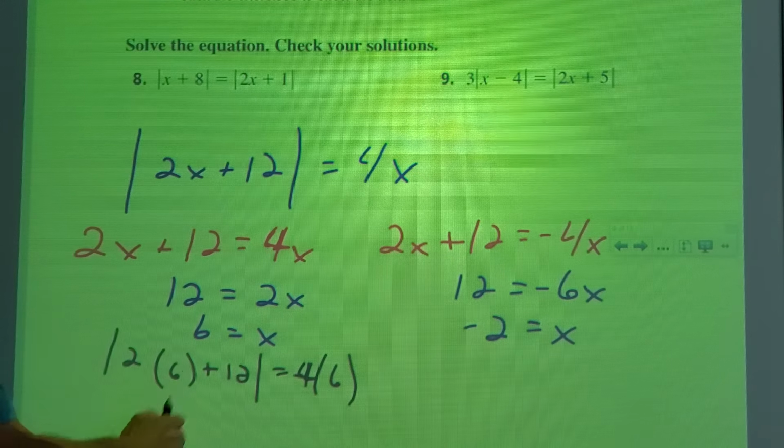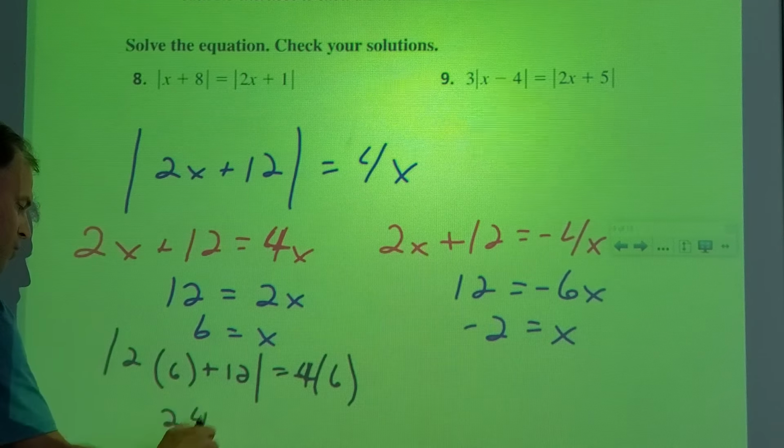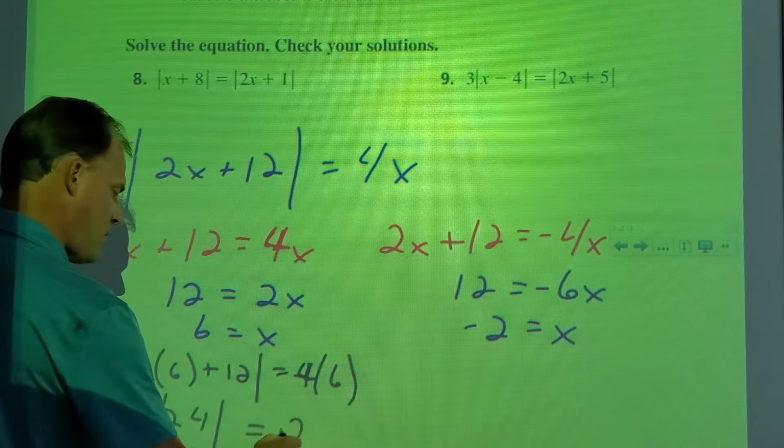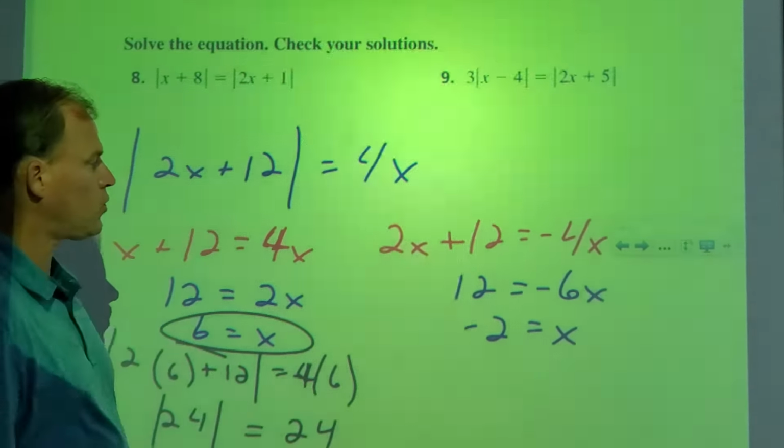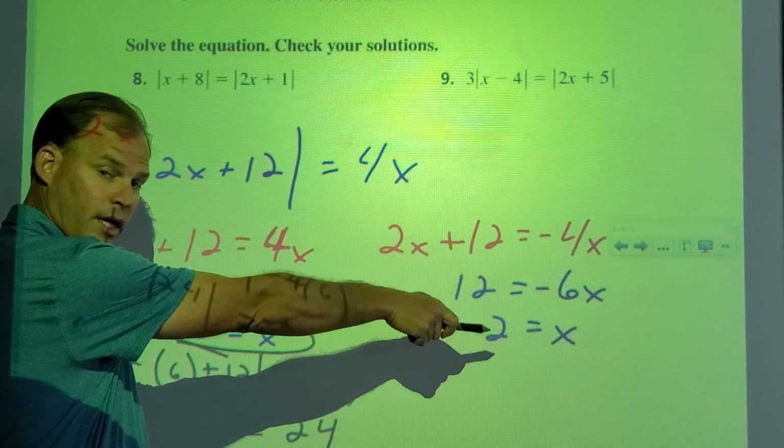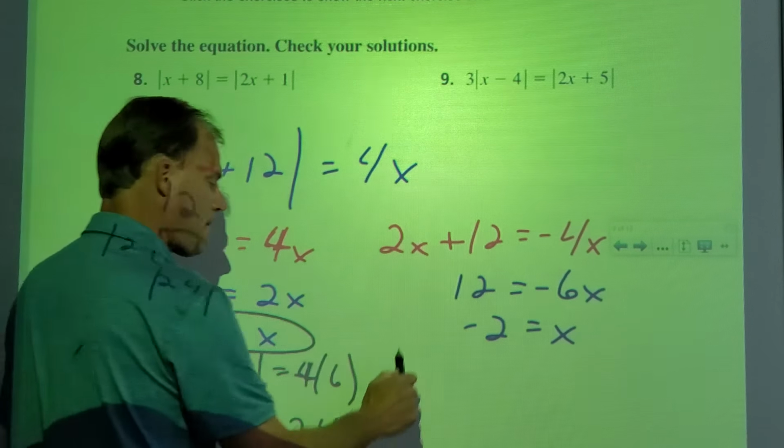2 times 6 is 12. 12 plus 12 is 24. Is the absolute value of 24 24? Yes. That solution works. Over here, let's check.